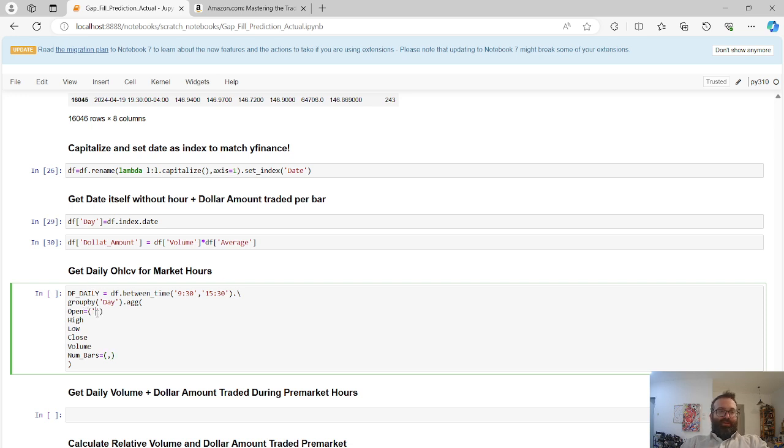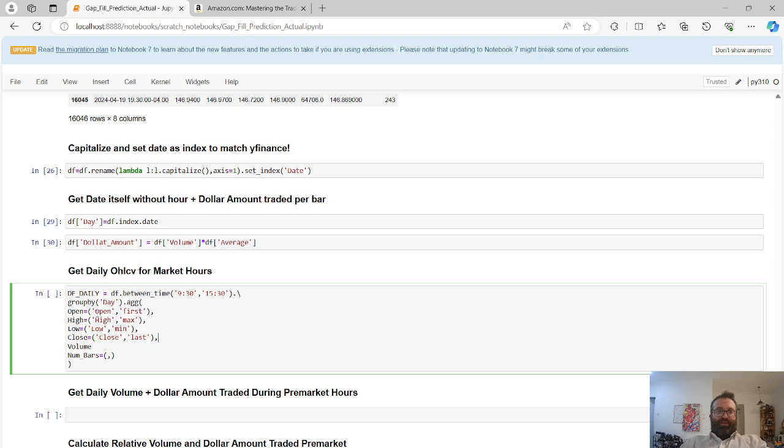Open is the first price of this group, so this would be open first. High is the maximum price, so it would be high max. Low is the minimum price, so it would be low min. Close is the last price, so it would be last.